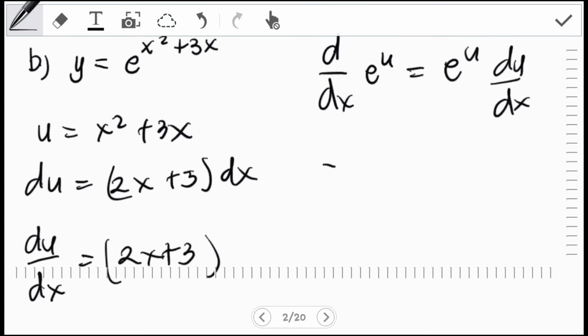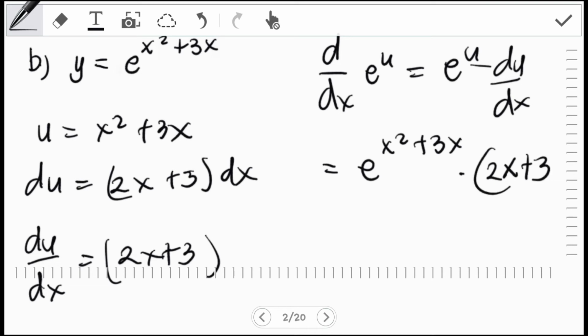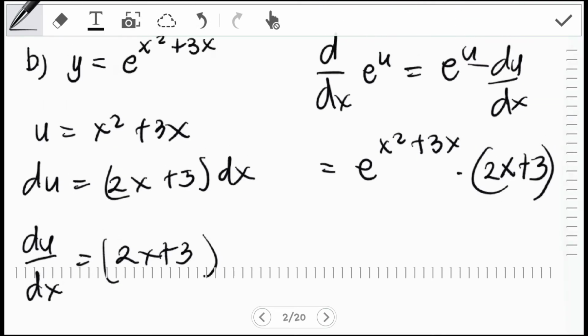So, okay, substitute e to the u, where u is x squared plus 3x, right here, then du is the quantity 2x plus 3. Okay. So that is the final answer.